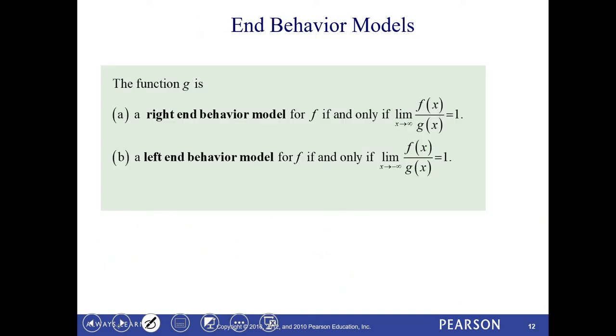So, the function g is a right end behavior model for f if and only if f of x over g of x approaches positive 1. It is a left end behavior model for f if and only if this quotient also approaches 1. So if the top and the bottom both approach the same value, then g of x is a right end behavior model. Now what are we talking about?